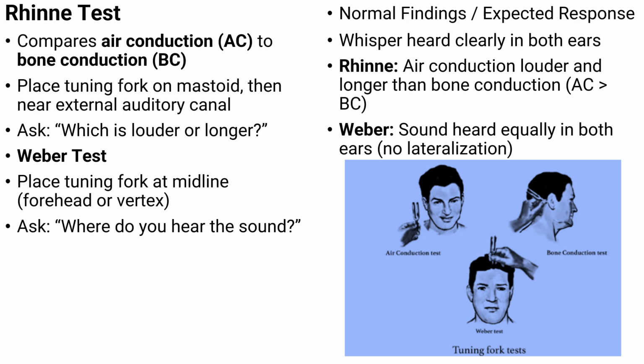Next, perform the Weber test by placing the tuning fork at the midline of the forehead or vertex. Ask the patient where they hear the sound best. This helps determine whether sound is being perceived symmetrically or is lateralized to one side.